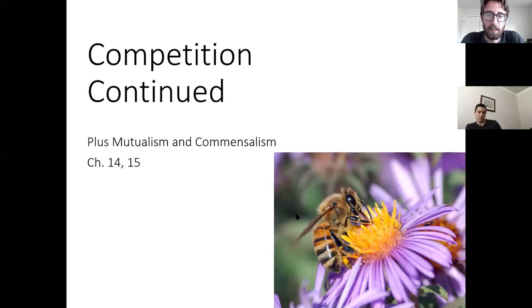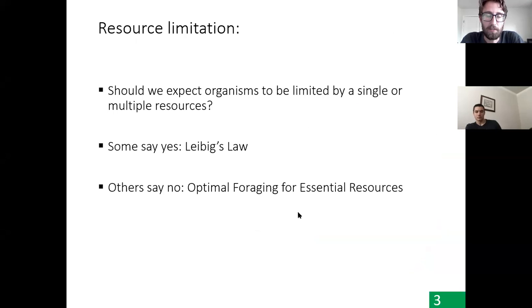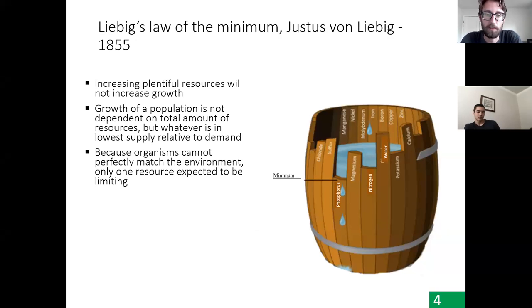So yeah, so far we've covered these two different ideas about whether there should be one limiting resource or multiple limiting resources, Liebig's law versus optimal foraging for essential resources.